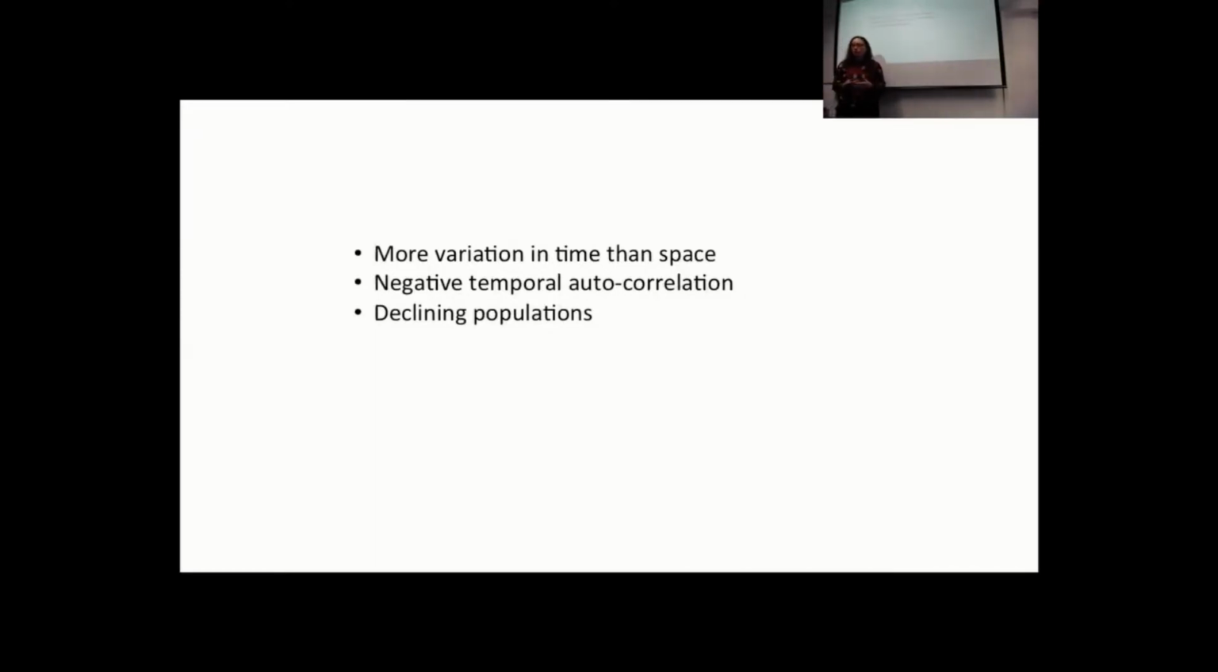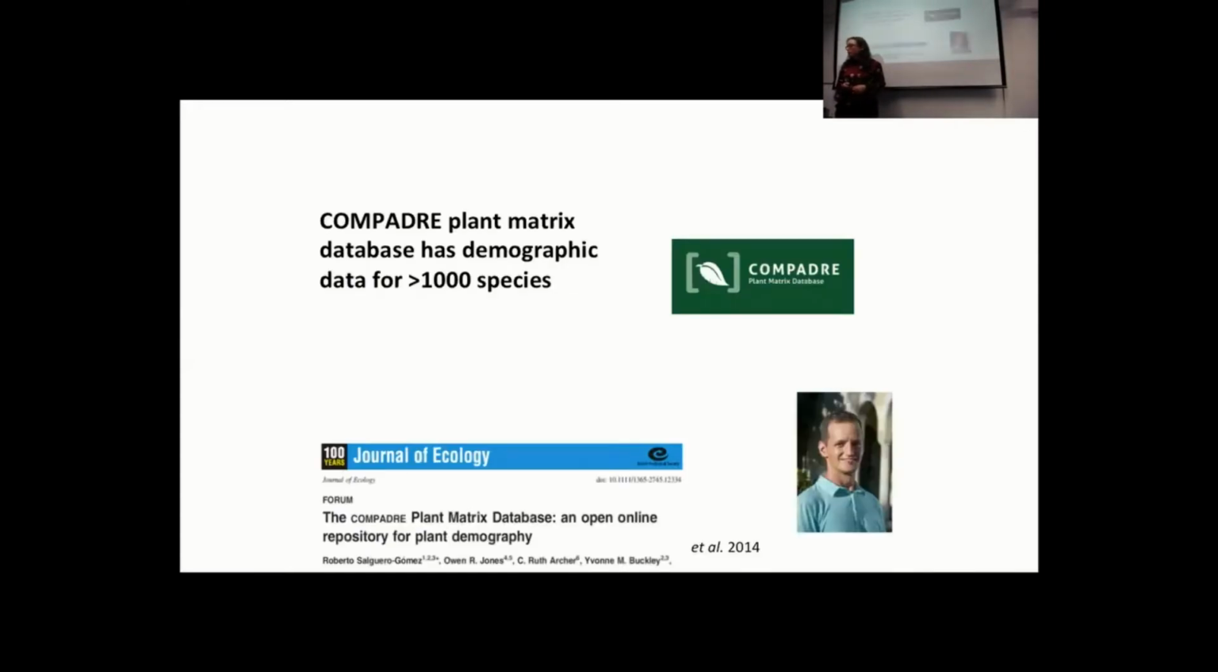We thought that this was probably due to the fact that when demographers put in their plots, they tend to put plots into populations that are doing really, really well, and there's only one way from there, and that's for population performance to decline. So that might be a bias in the way that we do demography.